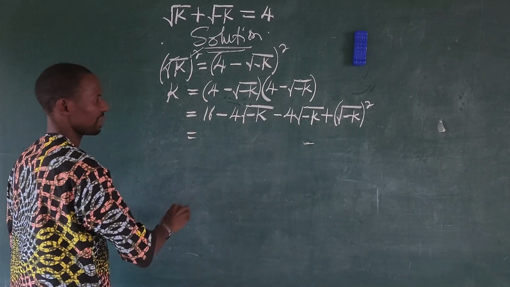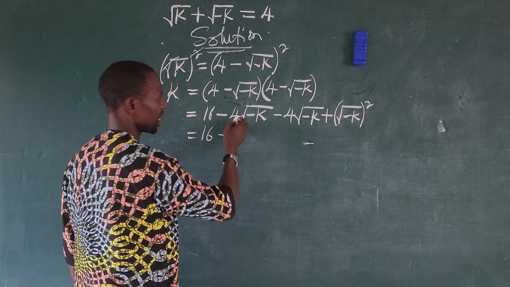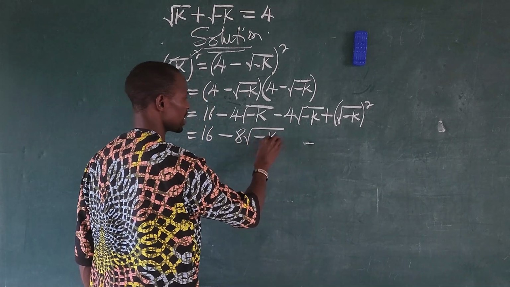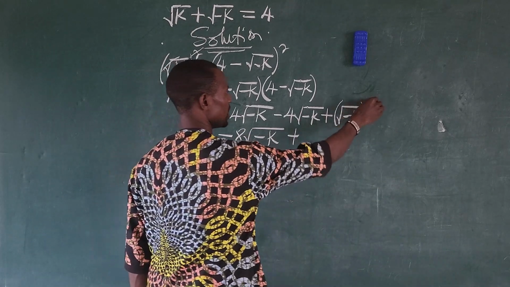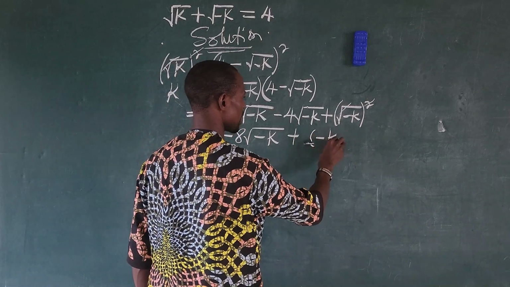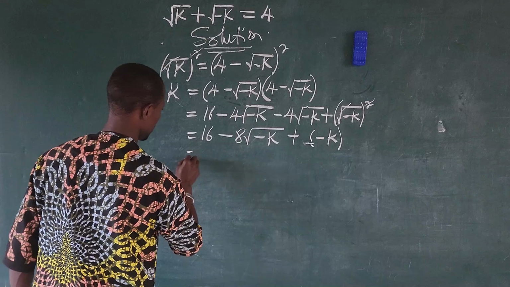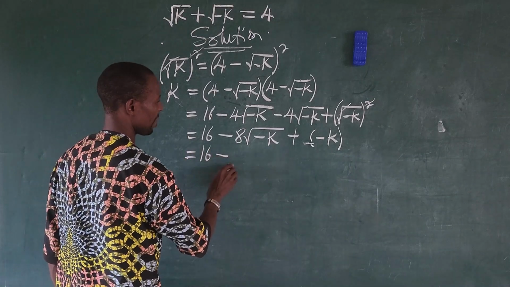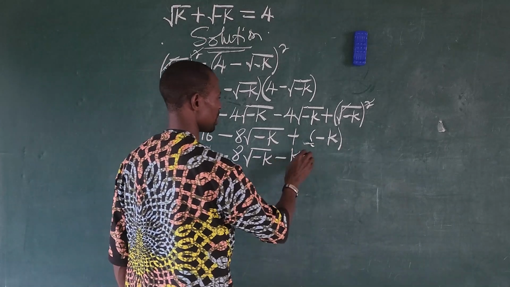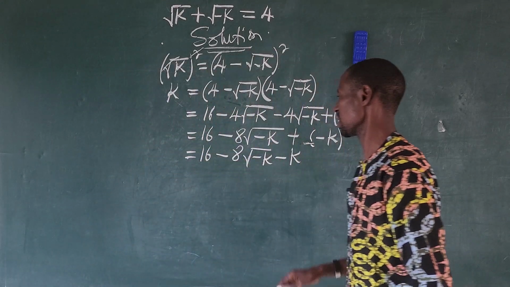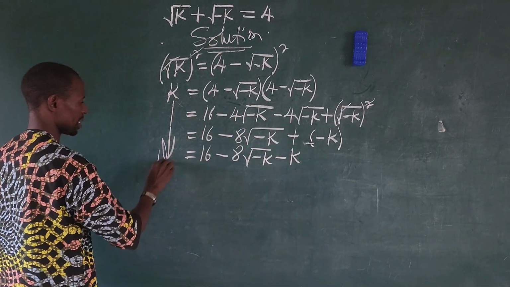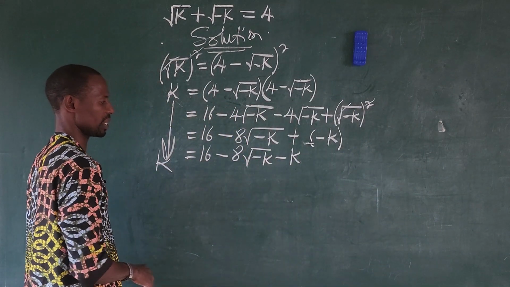All right, so we have 16, then this will give us minus 8 into the square root of minus k. Then plus, this power goes with this radical, so we're going to have minus k left here. So this gives us 16 minus 8 root minus k minus k, because plus times minus gives us minus. Now again, remember we have our k down here, so k is equal to this.